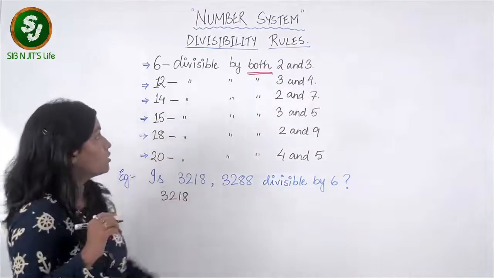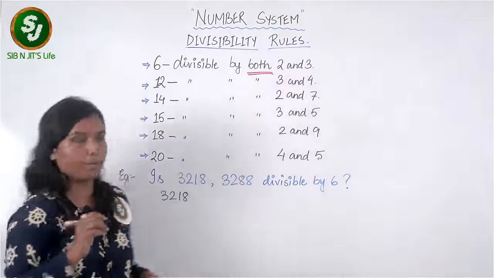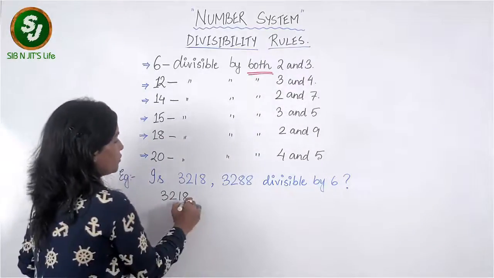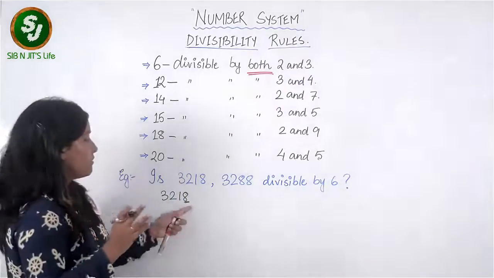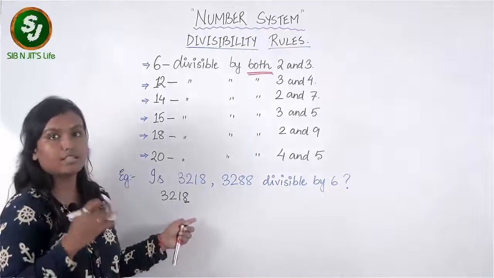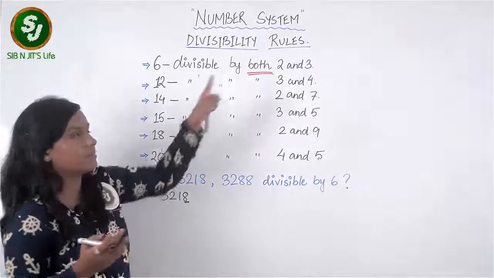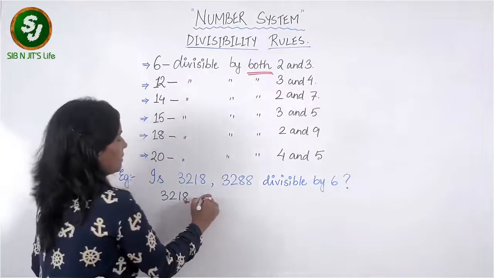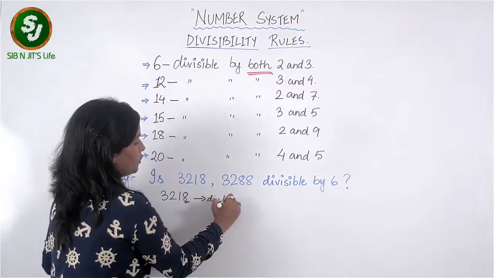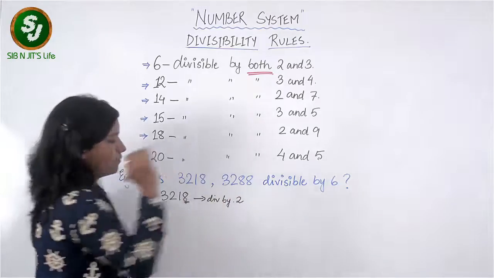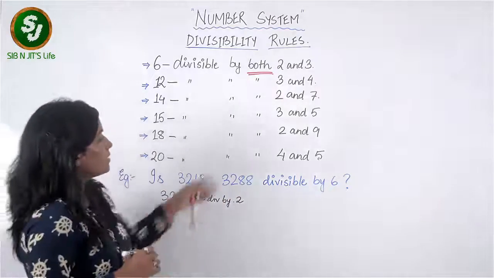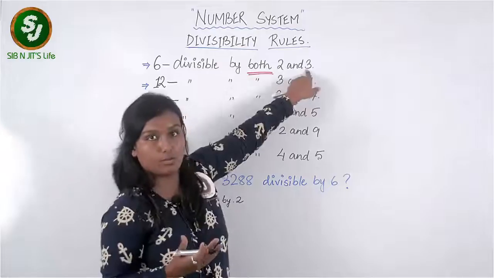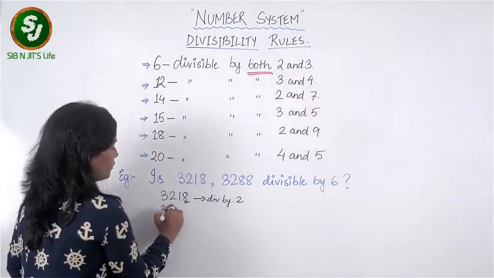3218. So first we have to check for 2. For 2, what was the rule? We have to check the unit digit. If it is 0, 2, 4, 6 or 8, that means it is divisible by 2. Since we have an 8 here, this number is divisible by 2. Okay, but we have to check it for 3 also. So let's check it for 3.